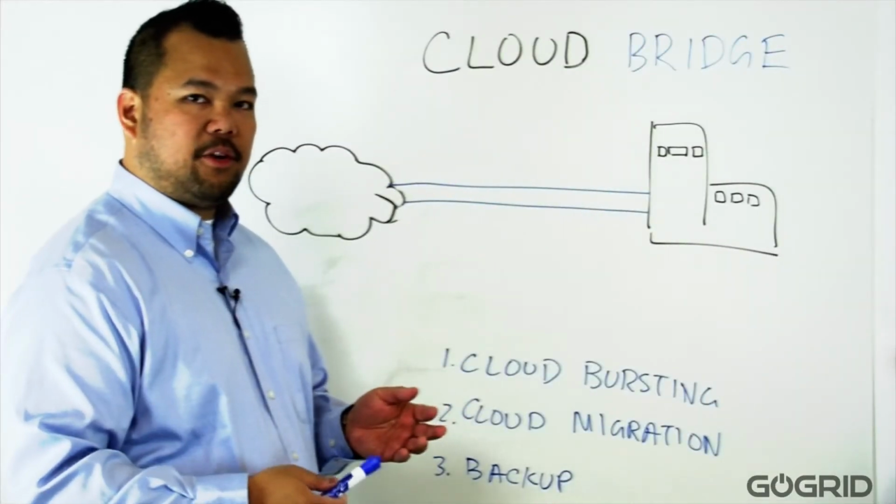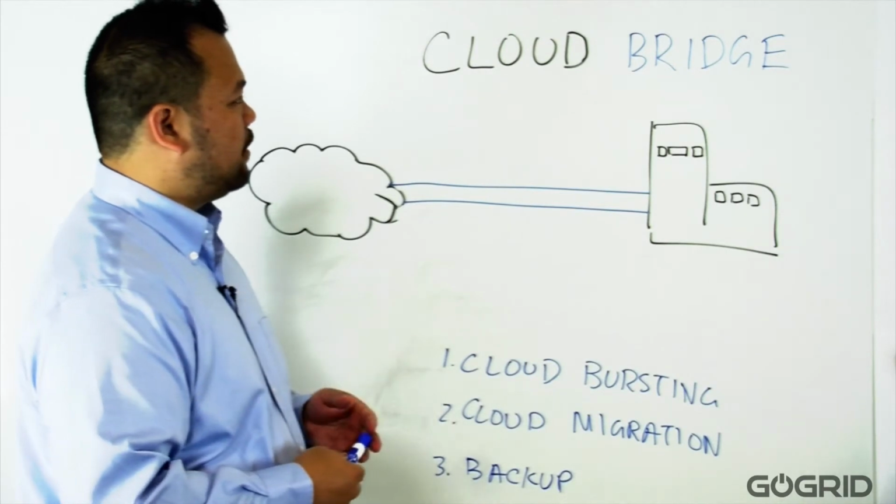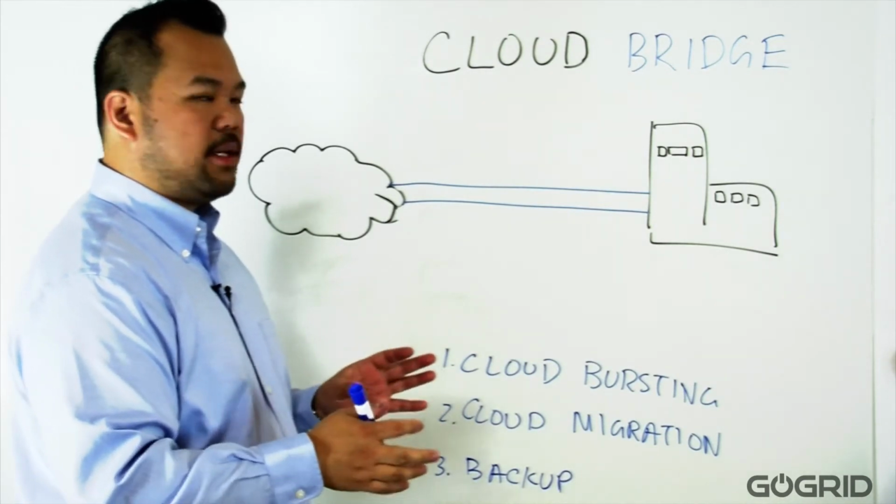A second option we offer at GoGrid is called Cloud Bridge. Cloud Link is connectivity between our data centers.